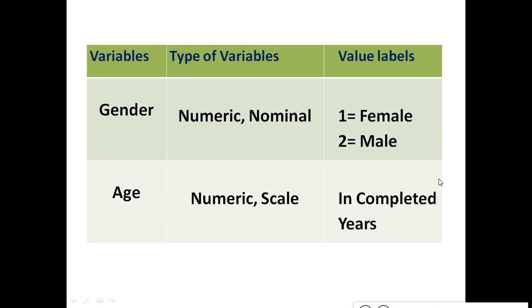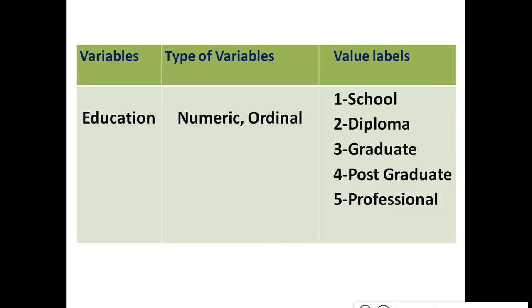The first one here I have explained is gender. This gender comes under type numeric, and nominal is the measuring scale. And for values, we have to give 1 for female or 2 for male, or 0 for female, 1 for male, whatever it is. Age comes under numeric and scale. Normally we will have it in completed years. And education is numeric with an ordinal scale, and the value labels are as per our wish.